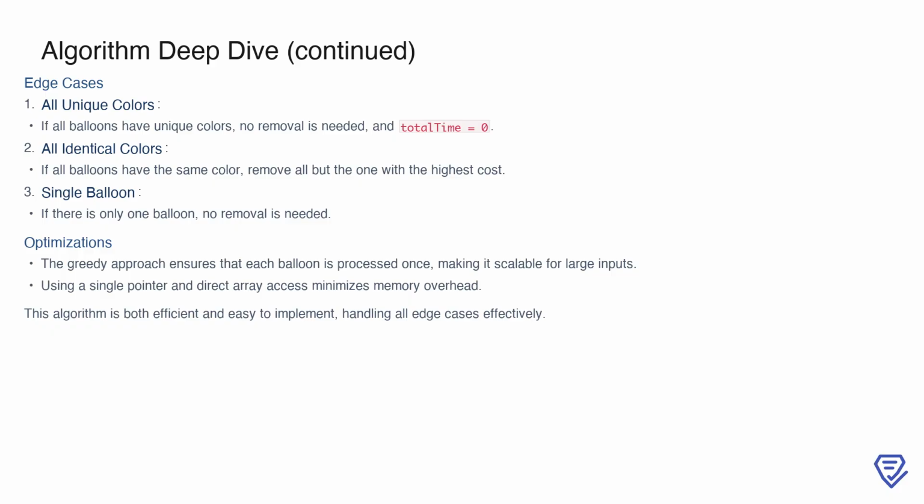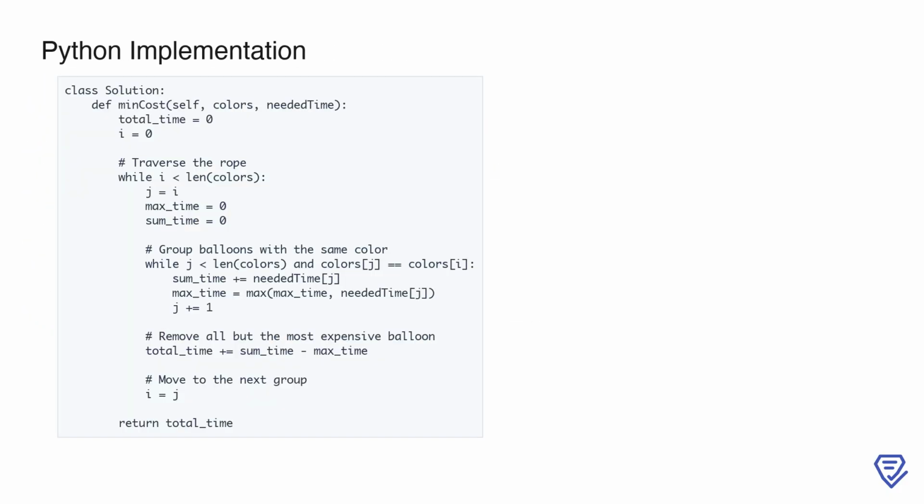The algorithm's efficiency is further enhanced by its greedy approach, ensuring that each balloon is processed only once. By using a single pointer and direct array access, the algorithm minimizes memory overhead. This combination of simplicity and efficiency makes the solution robust, scalable, and capable of handling large inputs effectively while addressing all potential edge cases. This Python solution minimizes the time required to make the rope colorful by ensuring no two adjacent balloons have the same color.